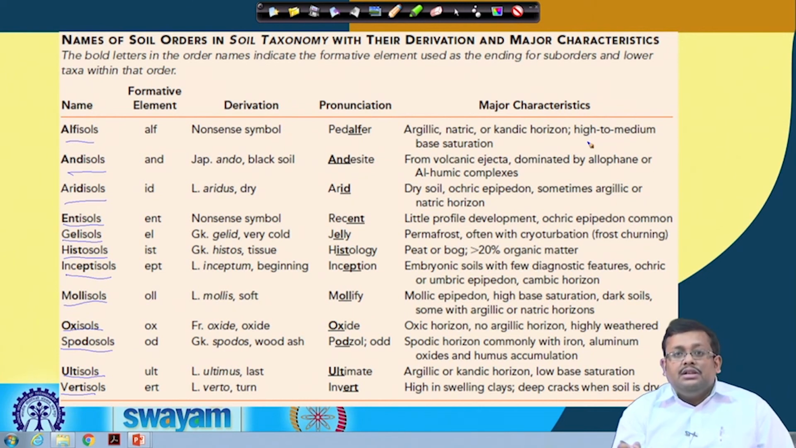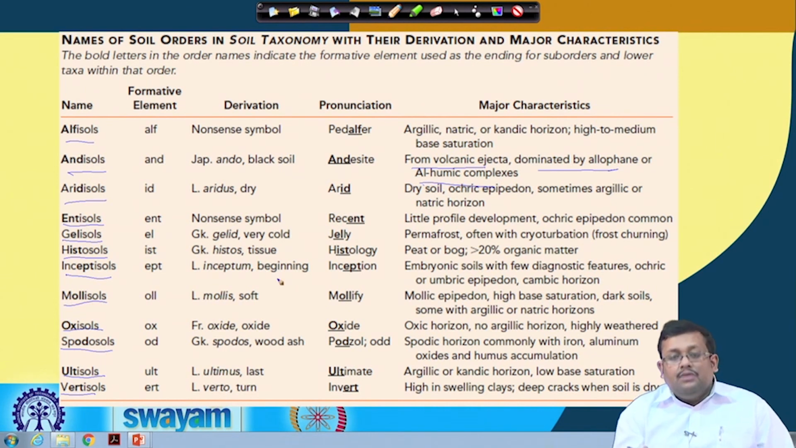In case of andisol, these are mainly present in volcanic areas, and they are basically dominated by allophane, which is a kind of clay mineral, and aluminum and humic complexes. We will discuss them in detail later on.